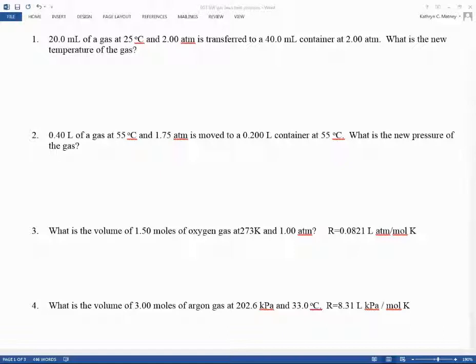All right, next question. It says 0.40 liters of a gas at 55 degrees Celsius at 1.75 atmospheres is moved to a 0.2 liter container at 55 degrees Celsius. What's the new pressure? All right, Nate, one more time. Who's held constant in question two? Temperature. So I get to ignore the temperature. I don't have to worry about the temperature. I have a V1 of 0.40, and I have a P1 of 1.75 atmospheres. I have a V2 of 0.2 liters, and I have a P2 that is unknown. Jamal, what happened to my volume when I went from V1 to V2?